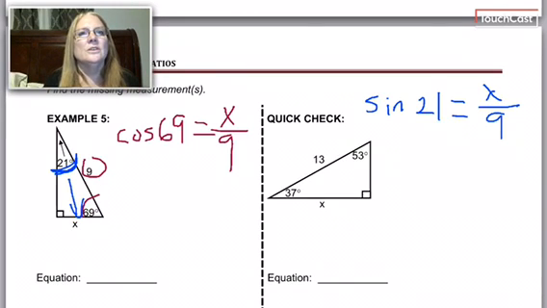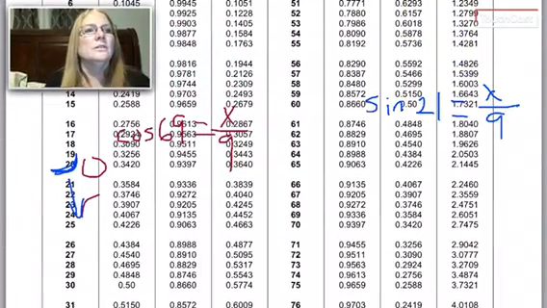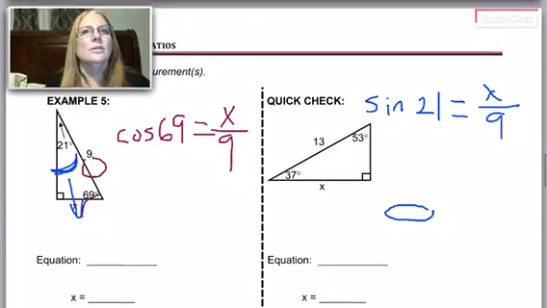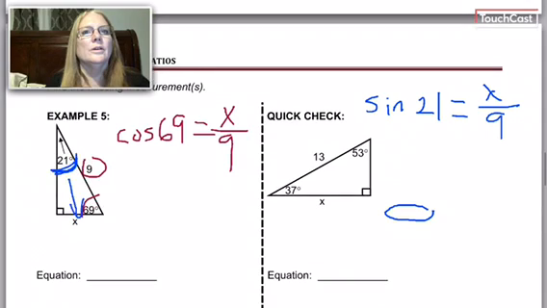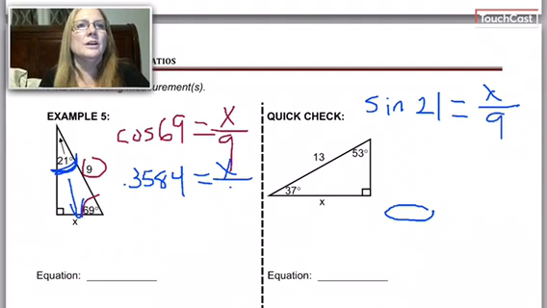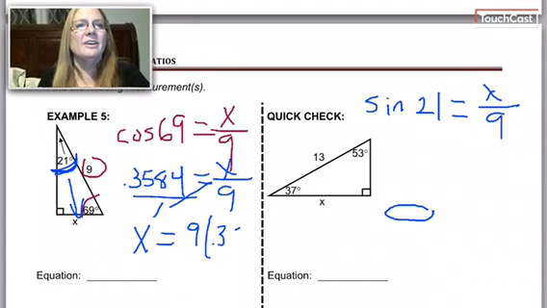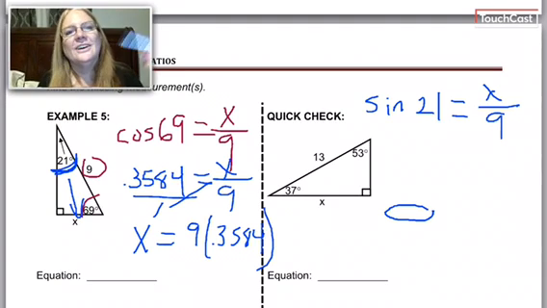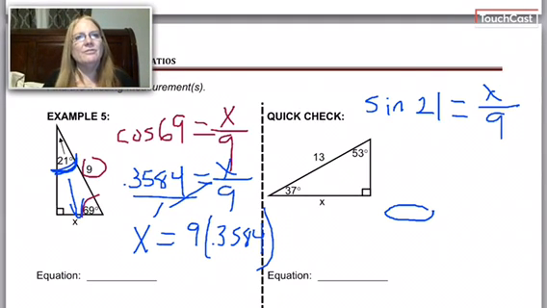Okay, so let's look at the cosine first. We can go to our table, look up the cosine of 69 degrees. And it is 0.3584. So 0.3584 is equal to x over 9. We're going to cross multiply and we get x is equal to 9 times 0.3584. Anyway, so 9 times 0.3584, and it is 3.23.